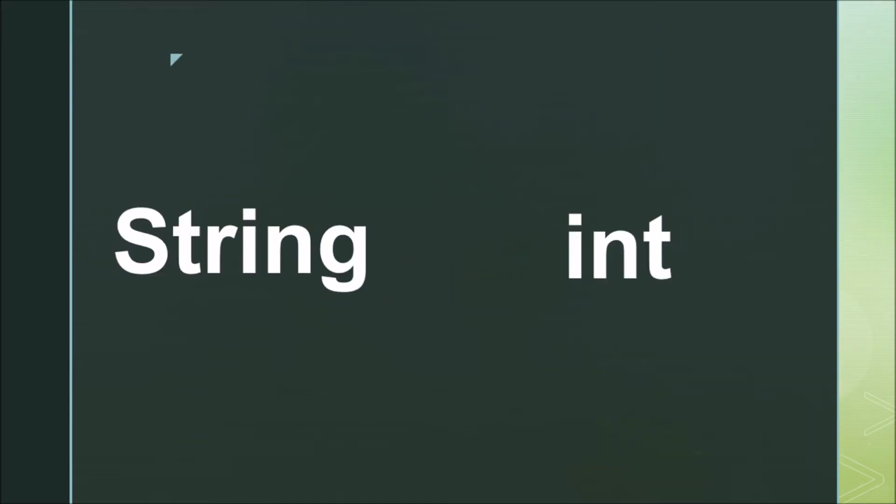For now, I will just introduce you to two types of variables, string and integer. String is used for storing text, and integer, written as int, stores integer values.